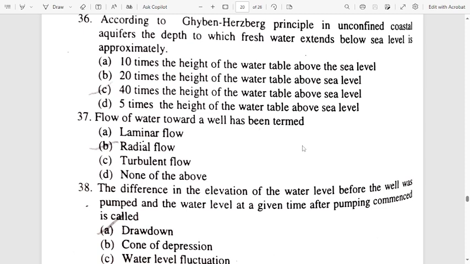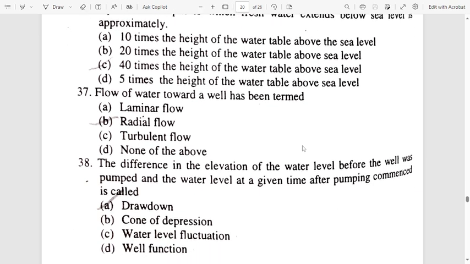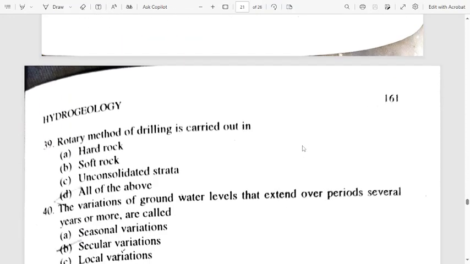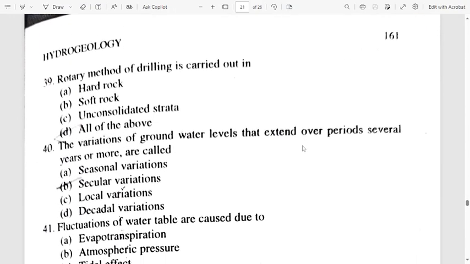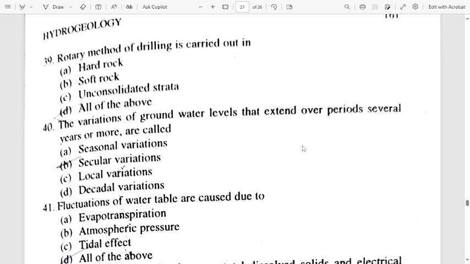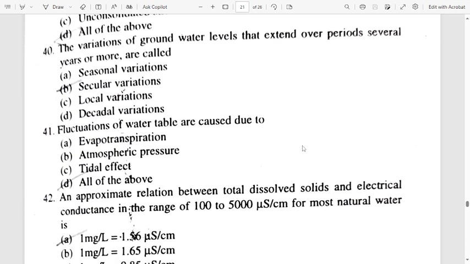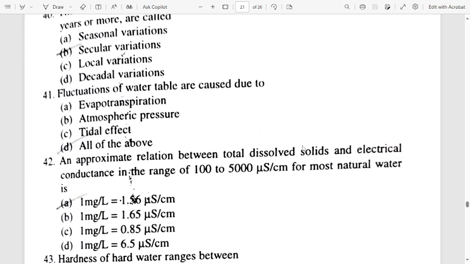Flow of water towards a well has been termed radial flow. The difference in the elevation of the water level before the well was pumped and the water level at a given time after pumping commenced is called drawdown. Rotary method of drilling is carried out in hard rock, soft rock, unconsolidated strata, all of the above. The variations of groundwater levels that extend over periods of several years or more are called secular variations. Fluctuations of water table are caused due to evapotranspiration, atmospheric pressure, tidal effect.